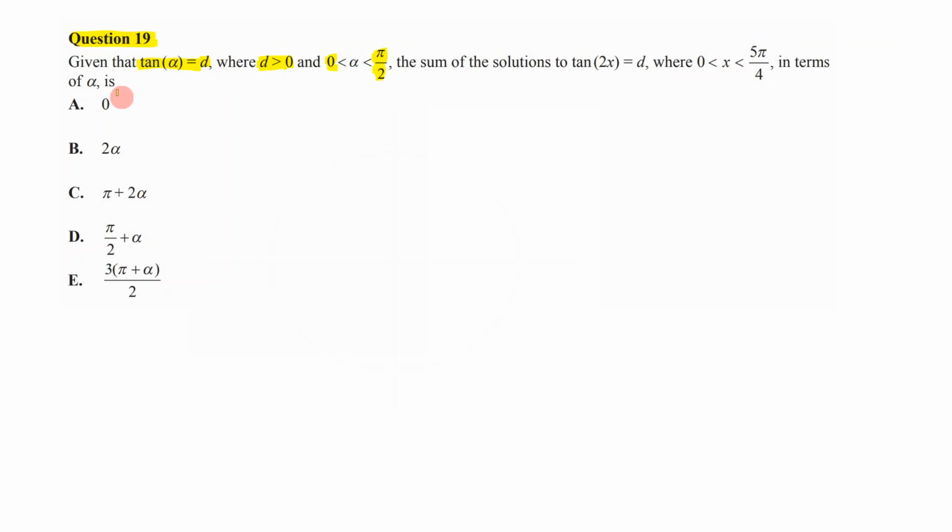Okay, so on the face of it, this is just a very tricky question, and we should expect that because it's the second last multiple choice question. What we have to do is figure out the sum of the solutions to tan of 2x equals d in terms of alpha. But before we do that, let's just look at the first pieces of information we've been given and see what we can do with them. Whenever I'm given a question and I'm not quite sure where to start, I just do what I can.